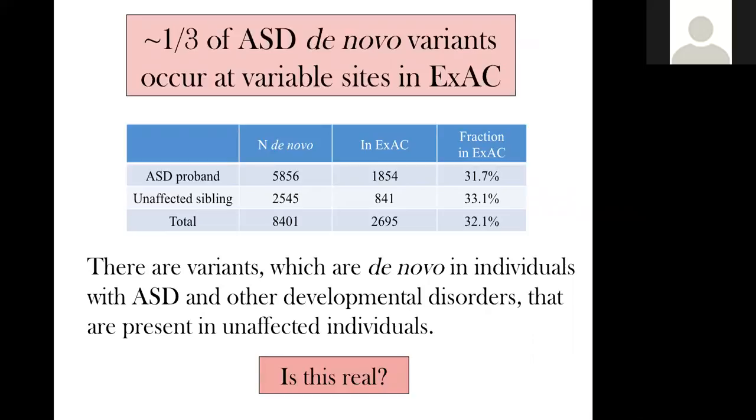And basically, when we saw this, we had to ask, is this real? And for the most part, the bulk of this paper is trying to prove to ourselves and to the readers that indeed these are real de novo variants, and they're not just false positives.